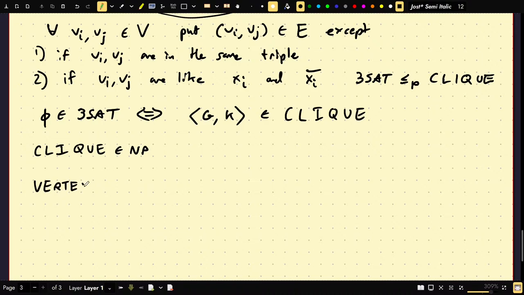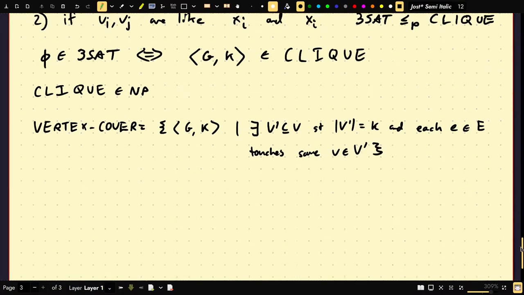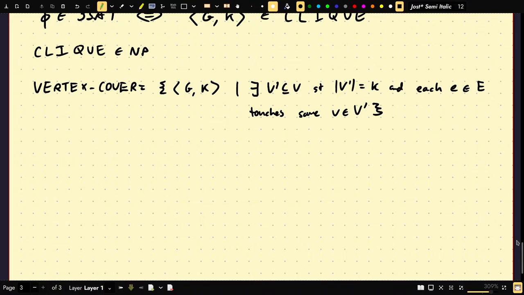Consider the language called vertex cover, which is the encodings of some graph and an integer K such that there exists a subset V prime of V such that V prime has size K and each edge in the set of edges touches some v in V prime. So basically, you have some subset of vertices of size K, such that every edge is touching one of these vertices. It's literally a vertex cover. So if you have, for example, a star graph, the smallest vertex cover is this.